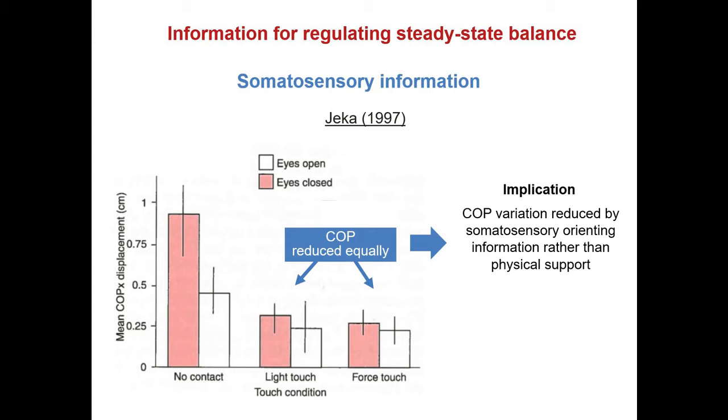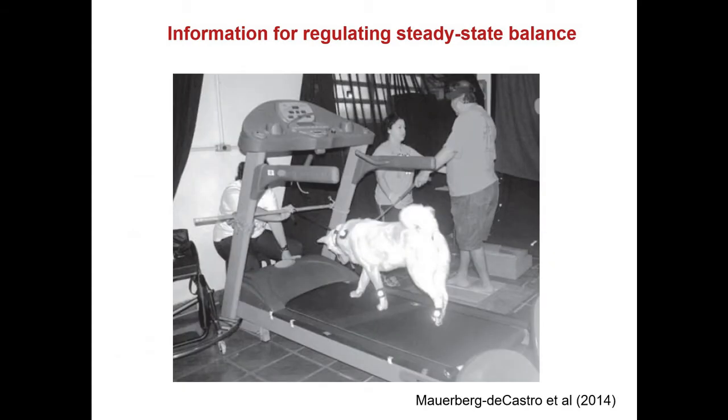This suggests that it's not the biomechanics of contact that's important. Instead, what matters is the somatosensory information that's created. The general conclusion from the Jecker study is that information is just as important for maintaining balance as the biomechanics of posture. When thinking about this clinically, you should realize that it's just as important to evaluate sensory capabilities as it is motor capabilities.